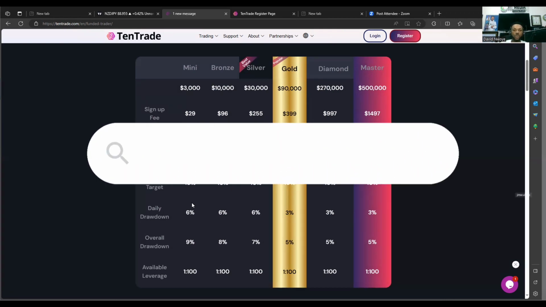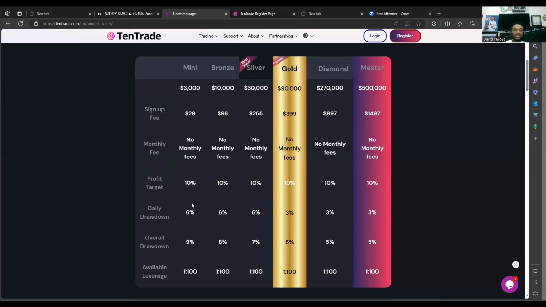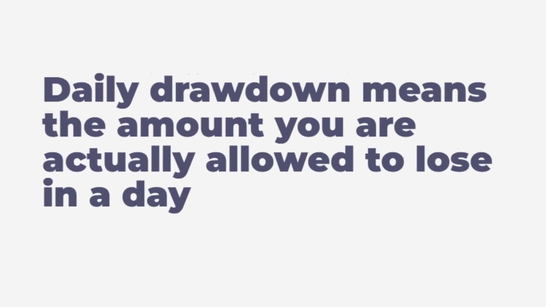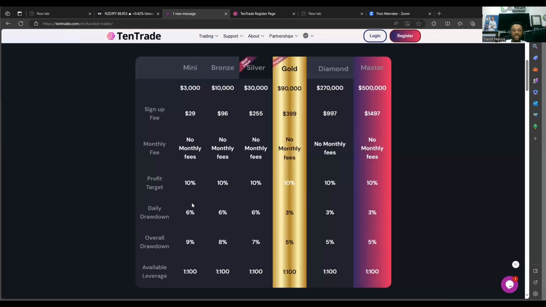So we move to the next one, which is the daily drawdown. This is the aspect that people actually get confused about, and this is the aspect I want you to understand very well. Pay undivided attention. Don't be watching a TV drama and listening to what I'm saying. One interesting thing about trading is that if you do anyhow, you see anyhow. So daily drawdown, what does it mean? It means the amount you are actually allowed to lose in a day. That's why it's called daily drawdown. A trader understands what drawdown is.